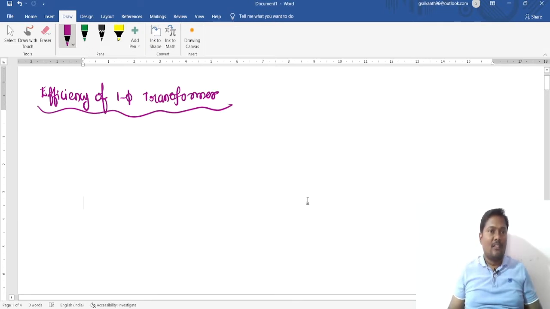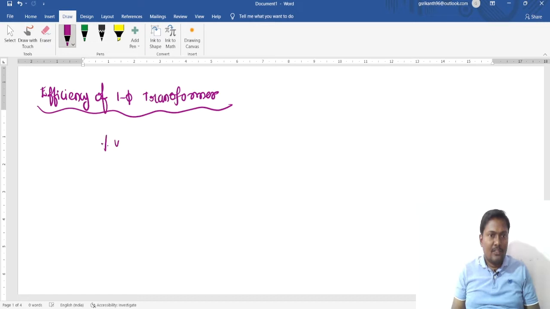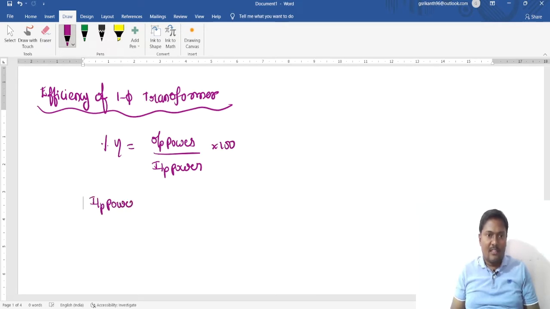So in this lecture I will explain the efficiency of single phase transformer. The percentage efficiency is equal to output power by input power into 100. Input power can be expressed as output power plus losses in a transformer. There are two major losses in a transformer.